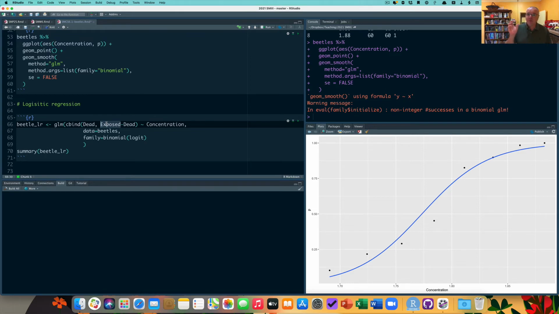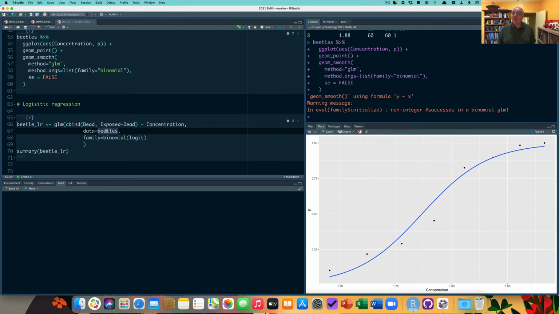But because we've grouped, say, 60 beetles at a time, and they all had the same concentration, I have to use the formula that will let me put in groups. On the left, as always, is our information about what we're trying to predict, which is our probability of death. And what it wants is a matrix with two columns. The first column is your successes, which in this case is dead. And your second column is your failures, which in this case is exposed minus dead. So we've created a response variable that is a matrix with two columns, success and failure.